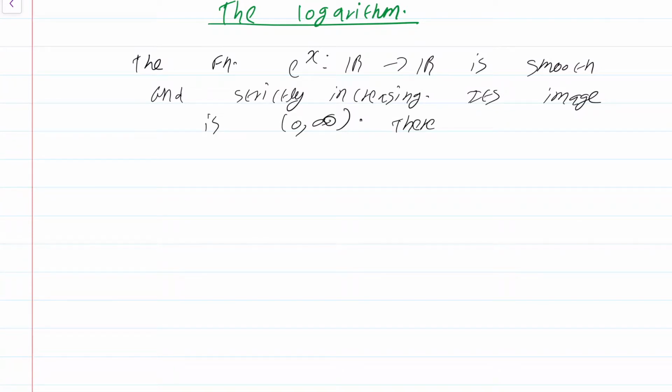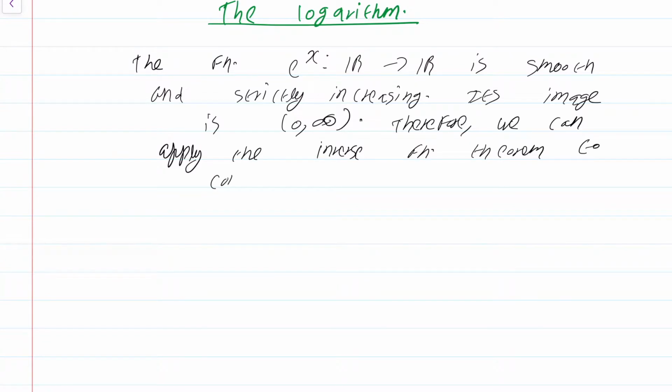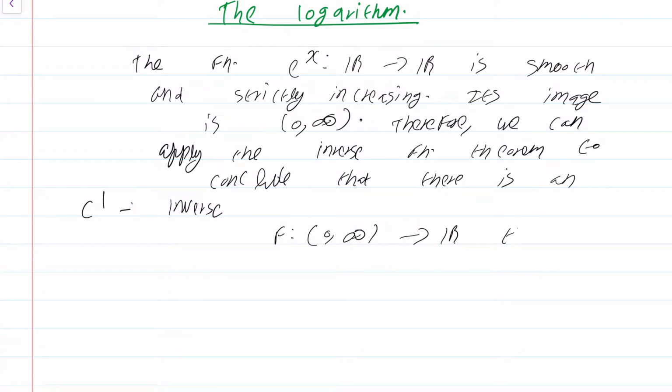Therefore, we can apply the inverse function theorem to conclude that there is a differentiable inverse, in fact a C1 inverse from what we have already seen. There's a C1 inverse f from (0, infinity) to R, that is also strictly increasing.